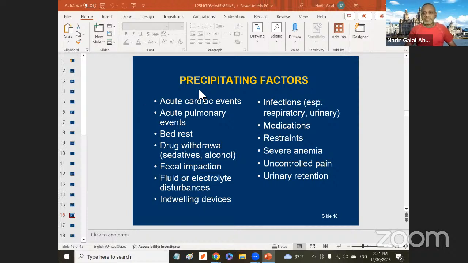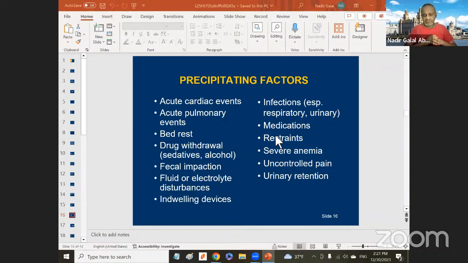So sorry about that. So we will go over the precipitating factors. If the patient has some infection, for example, they may come up with delirium. If we change some of the medication, it can cause delirium. Restraint at the hospital, for example, can cause that.